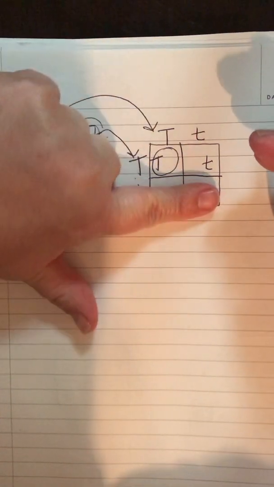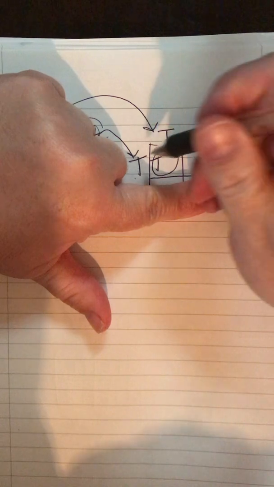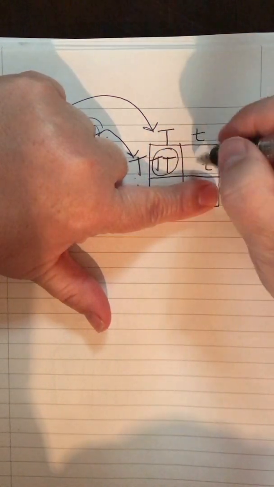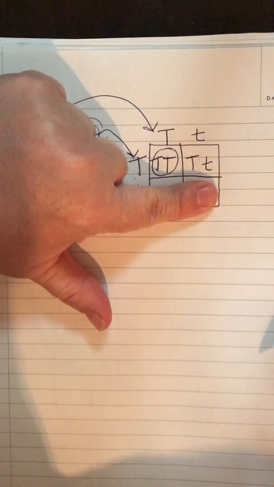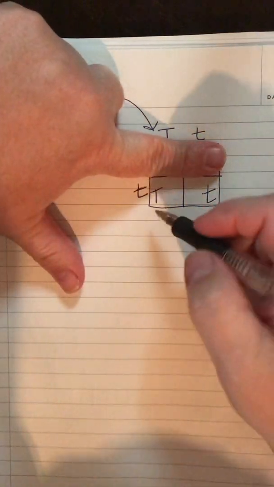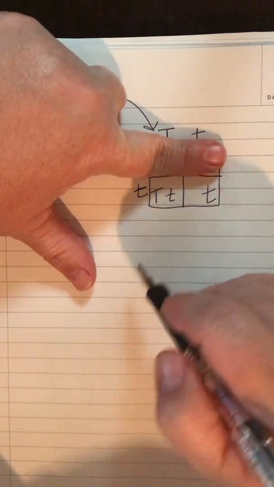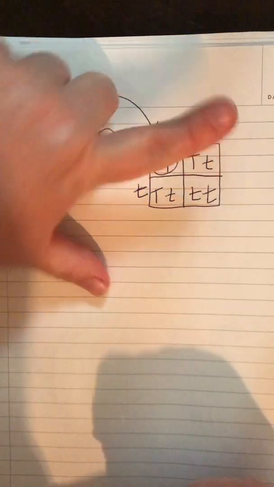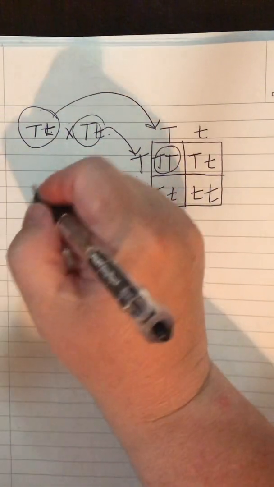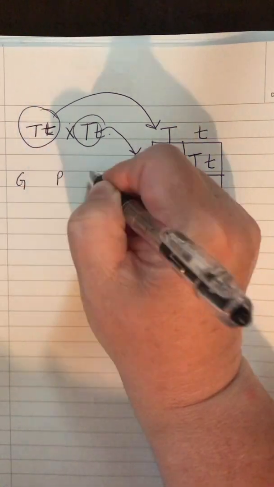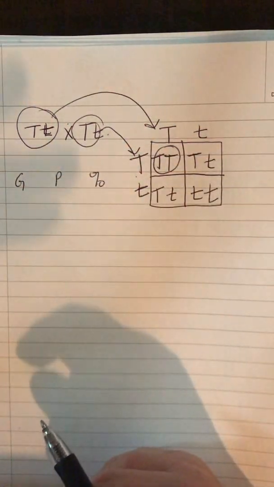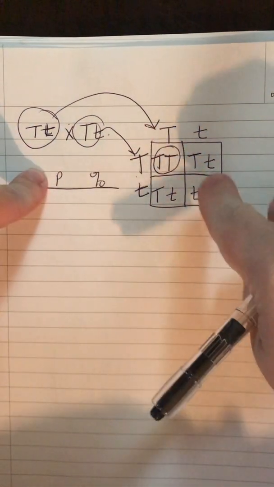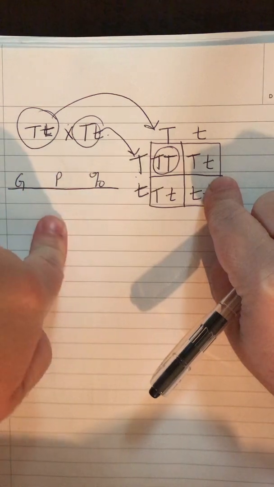So now I'm going to just look across, and I'm going to carry this big T across. So I'm going to put it here, and I'm going to put it here. Now I'm just looking at the bottom. I have little t and a T goes here. So now I have that. Then make a GP% chart. There's no really wrong place to write this chart as long as you just do it in this order. Write the parents, make the chart, fill it out, write the GP% chart.